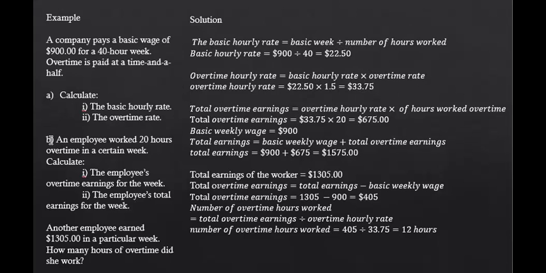Going on to B. An employee works 20 hours overtime in a certain week. Calculate the employee's overtime earnings for the week. The total overtime earnings is equal to overtime hourly rate times number of hours worked. So total overtime earnings is equal to 33.75 multiplied by 20, which is equal to 675. All right.